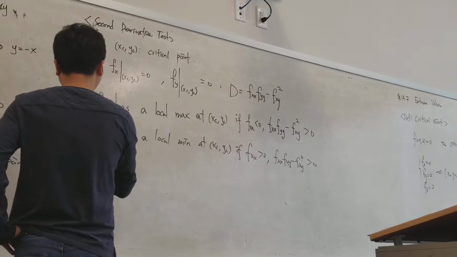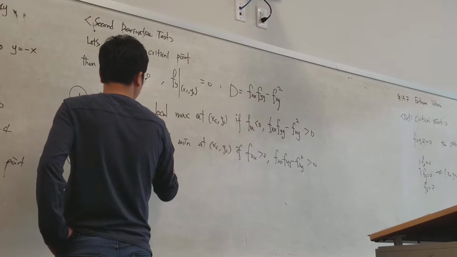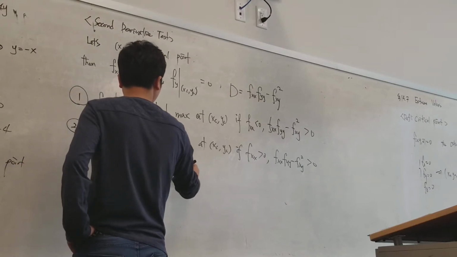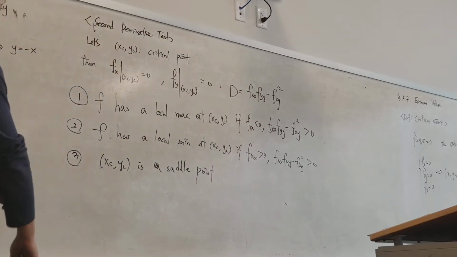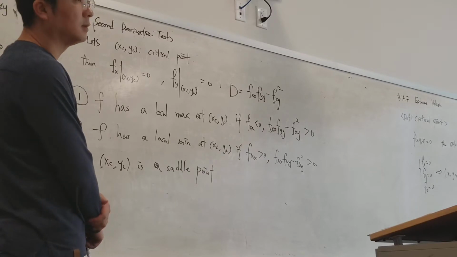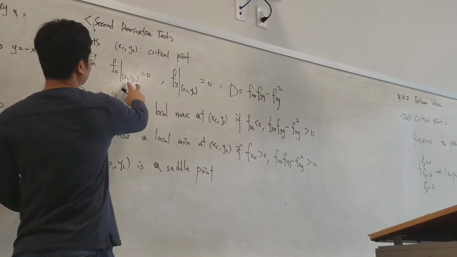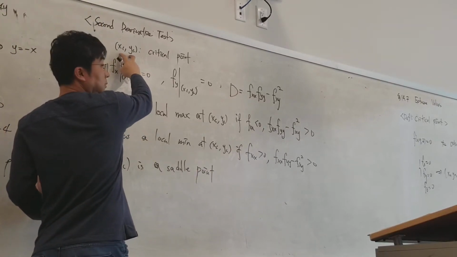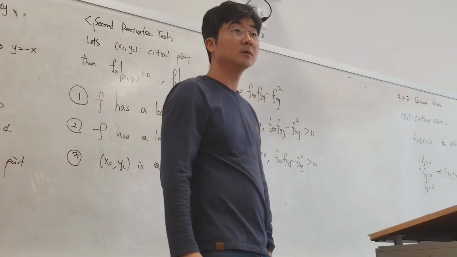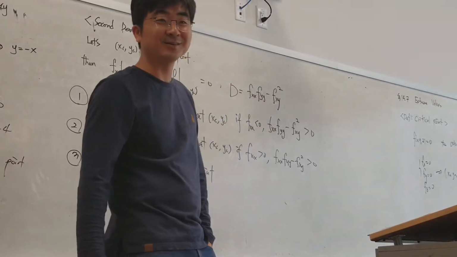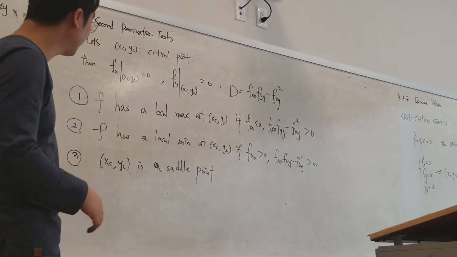Number 3, now xc, yc is the saddle point. Professor, yes? What do you mean by x sub c? Is that a subscript c? Yeah, it stands for critical point. Those are not zeros. It's critical point. Maybe it can be 0 sometimes, depending on the function. Okay, that makes a lot of sense now.